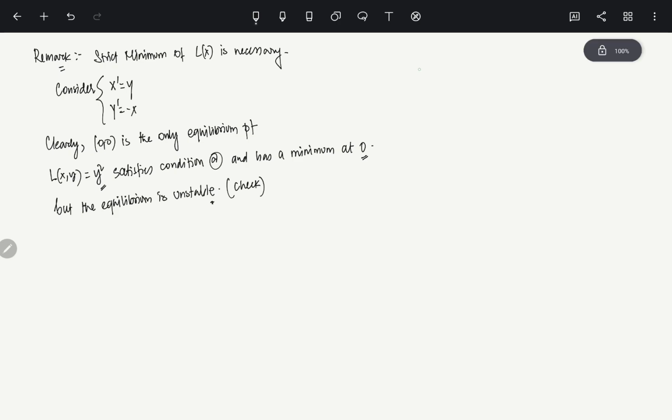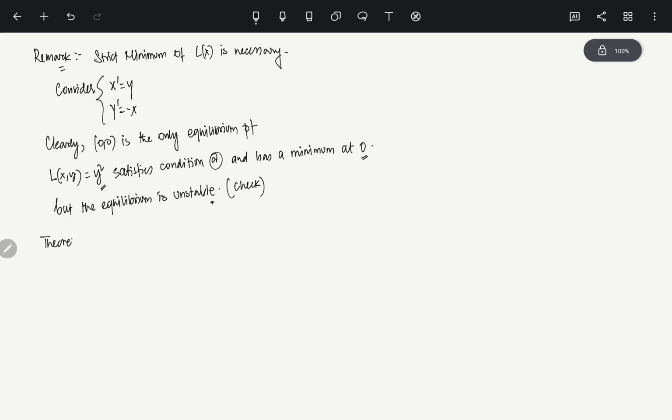Right. I hope you understood why it is a strict minimum. It's a two-dimensional thing, so y squared is 0 on the whole set where y equals 0, so the x-axis. Okay, right. So now the next theorem which we do is this.